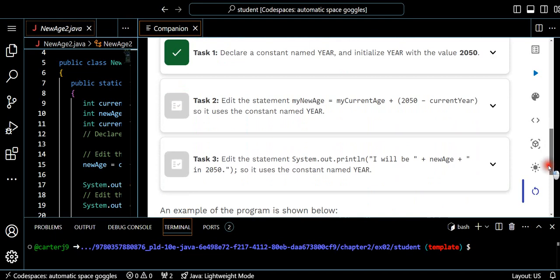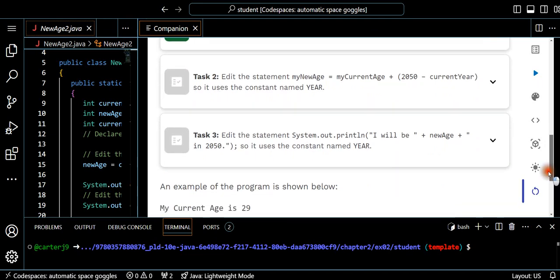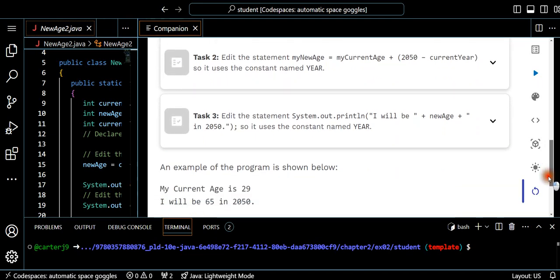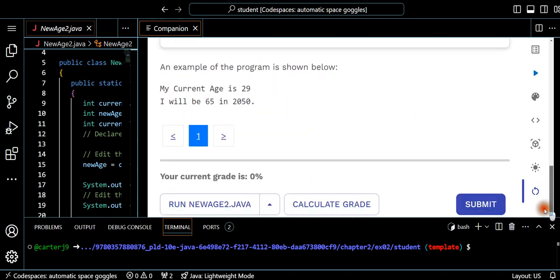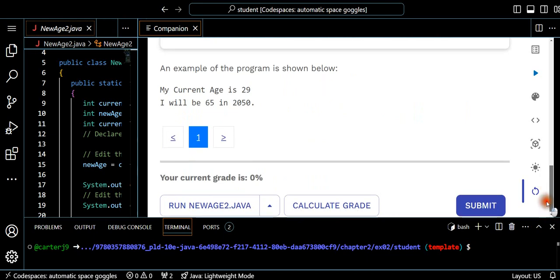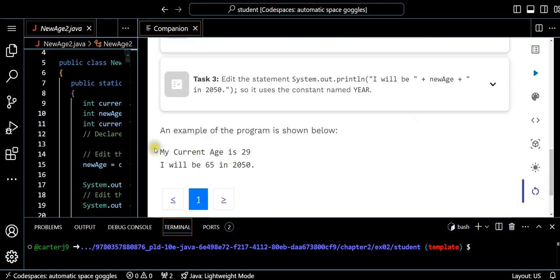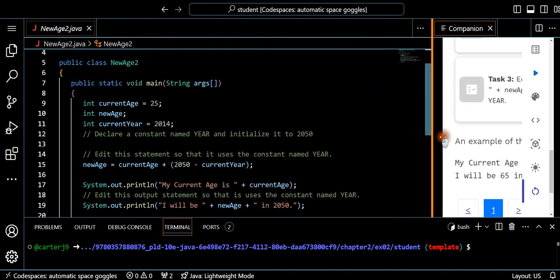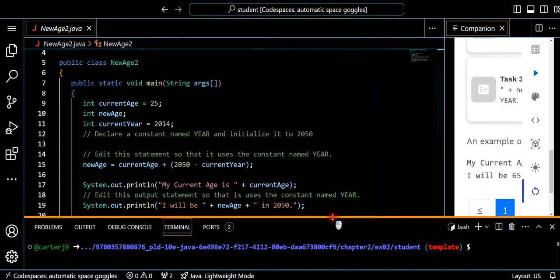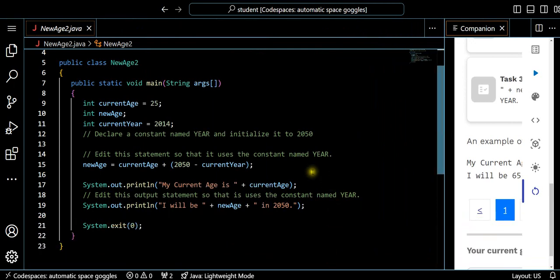Task 2, edit the statement newAge equals currentAge plus 2050 minus currentYear, so it uses the constant named year. And then edit the statement System.out.print I will be newAge, so it uses the constant named year. I guess you would run it after that, and then you should get this. Once again, as long as your ages add up, you're fine. But stay close and I'll drive you through it.